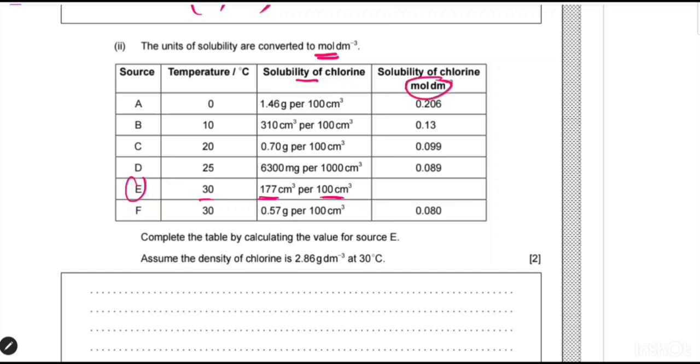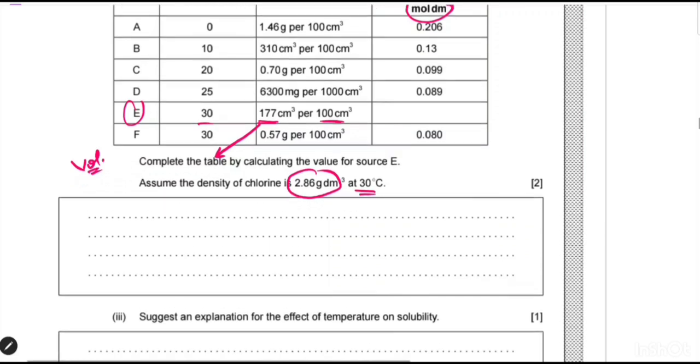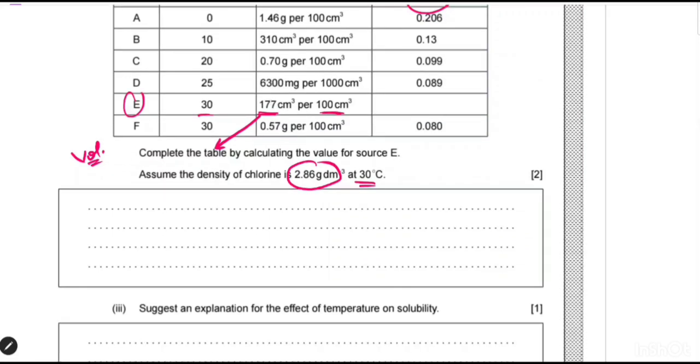So first I have to find out the moles of chlorine. This is the volume of chlorine given to you, and this is the density of chlorine given to us. Density is 2.86 gram per dm cube. By the help of this density, I can find out the mass. Density is mass upon volume, and mass equals density into volume. Now volume is given in centimeter cube and density is given in gram per dm cube. I will convert the volume to dm cube, that is 177 divided by 1000, equals 0.177 dm cube. This is my volume of chlorine.